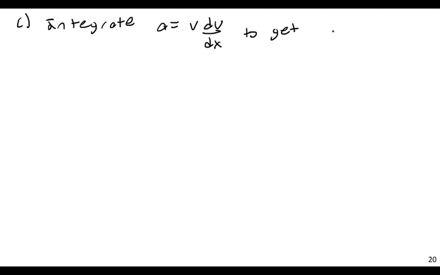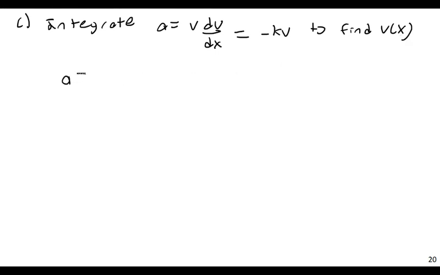And then finally, part C, I want to get v as a function of x. And to do this, I am going to integrate a equals v dv dx, where a equals negative kv, to get v of x. To find v as a function of x here.